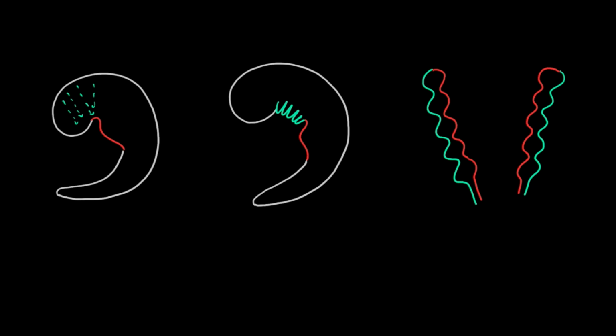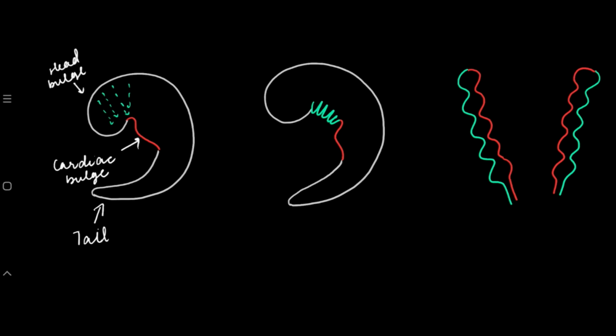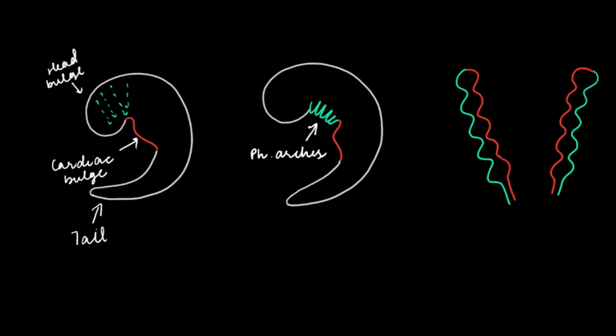They are a mesenchymal condensation of the neural crest cells and the intraembryonic mesoderm. This is the head bulge, the tail and the cardiac bulge. During the fourth week of development, the neural crest cells migrate to the neck region and form the pharyngeal arches. So there are 6 pharyngeal arches. However, soon after the development of these arches, the fifth one degenerates and disappears.